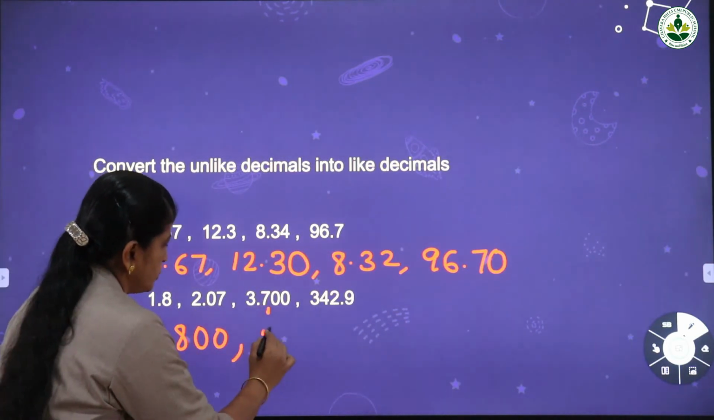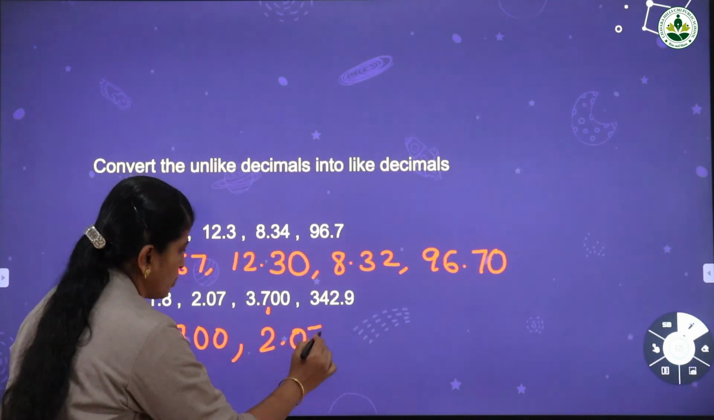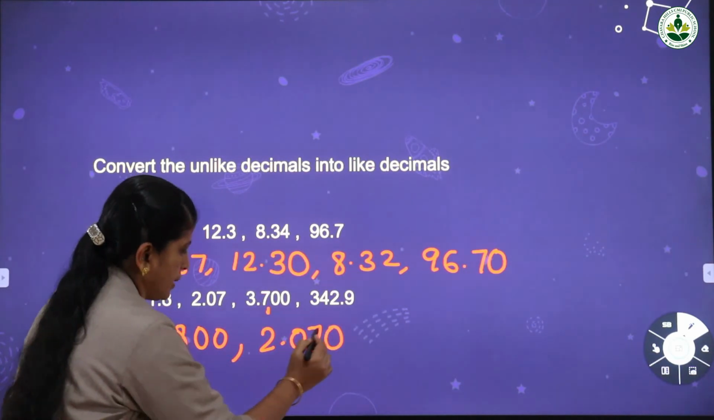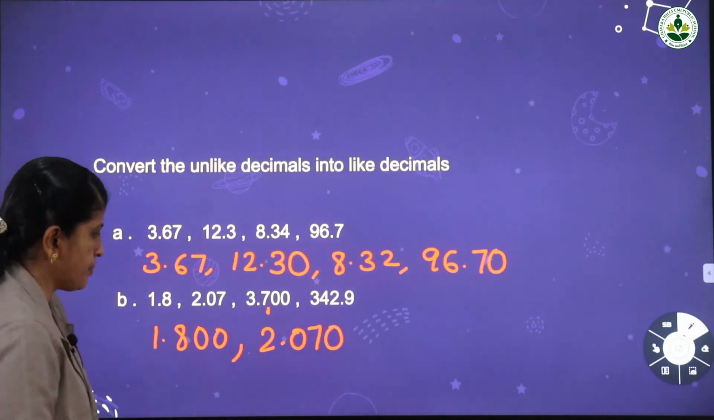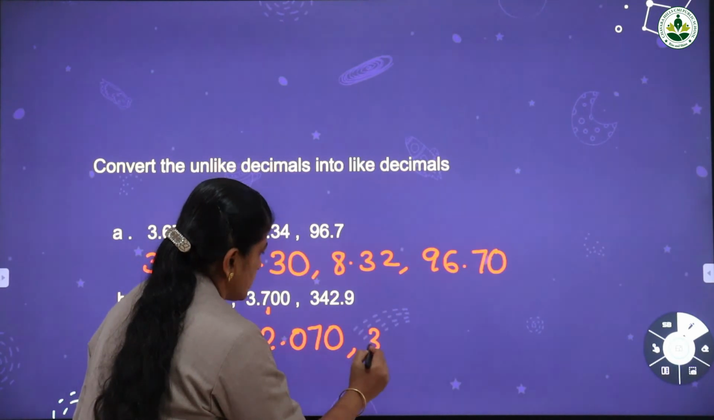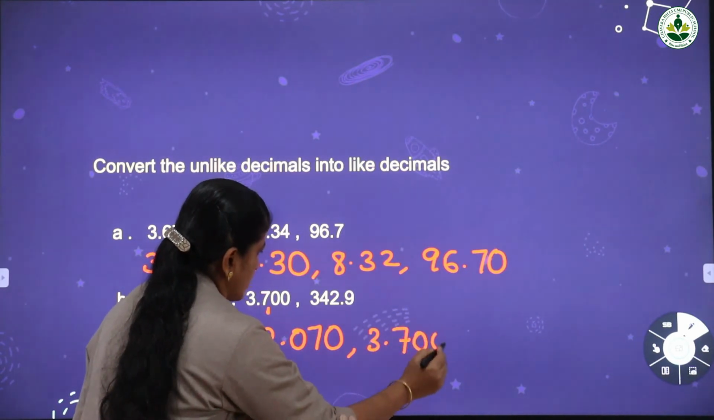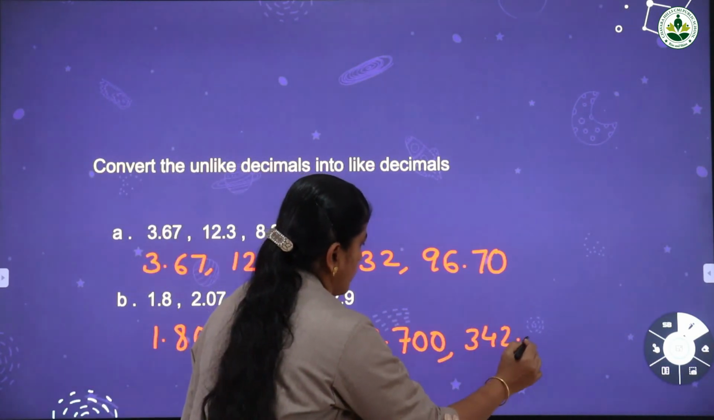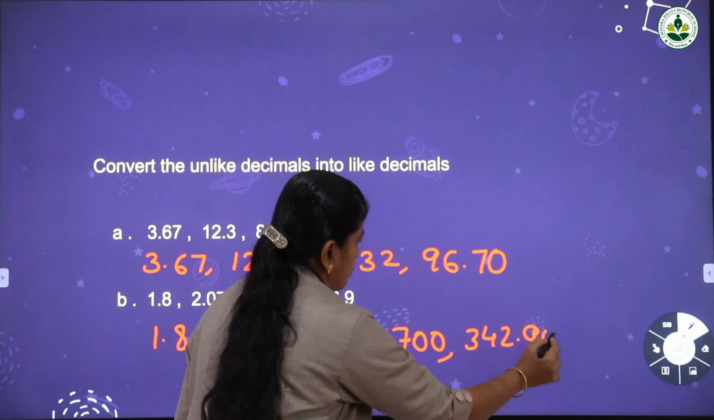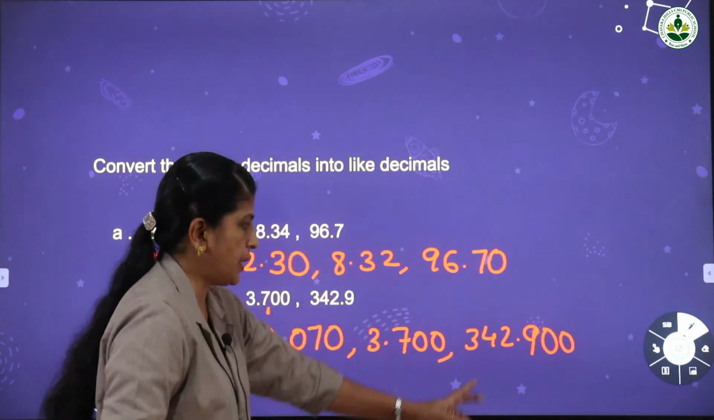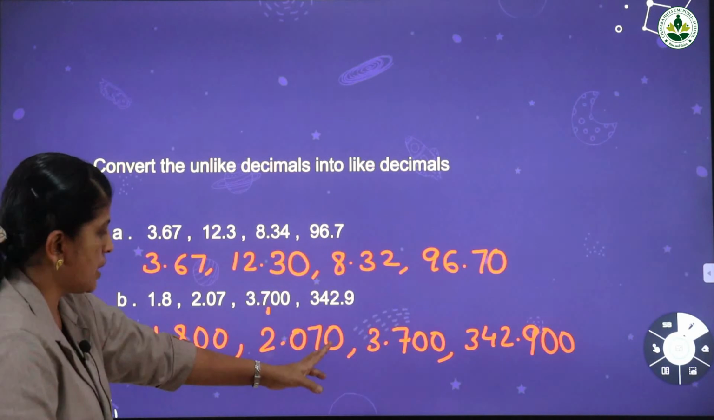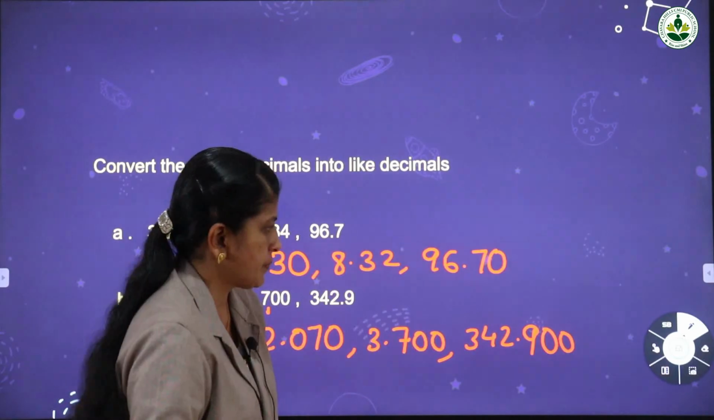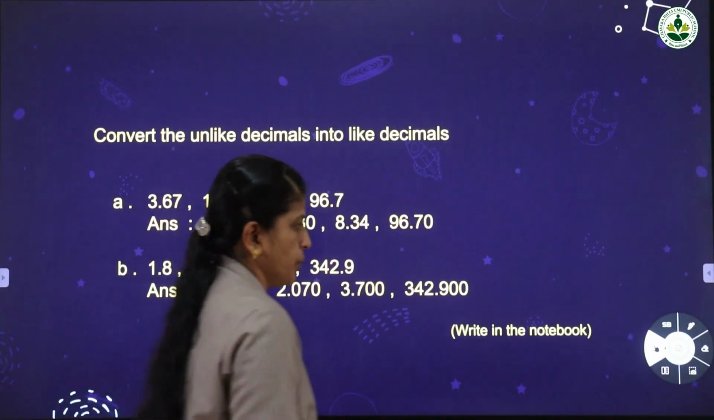Then the second number, 2.07. It has 2 digits after the decimal point. Then put a 0. Then it has 3 digits after the decimal point. Then the third number, do not change, 3.700. And the last number, 342.9, only 1 digit. Therefore, put 2 more zeros. Now the given set of decimal numbers became like decimals. Okay. I have to write this in the notebook.